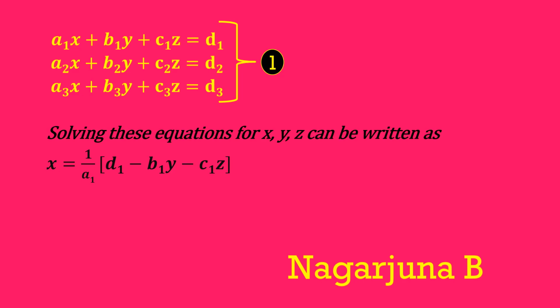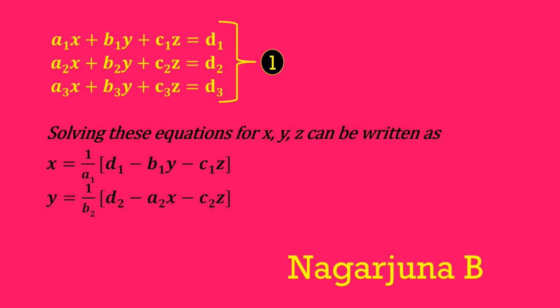Similarly, consider the second equation. In that one we need to find y. For that purpose we can write b2y is equal to d2 minus a2x minus c2z. Now since we want y, we can write y is equal to 1 divided by b2 into d2 minus a2x minus c2z. Then consider the third equation, a3x plus b3y plus c3z is equal to d3.